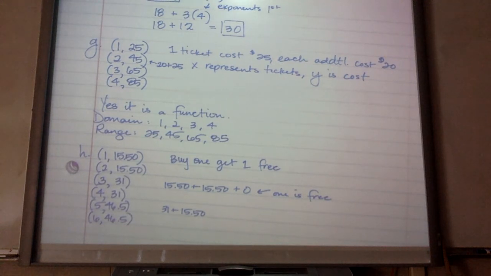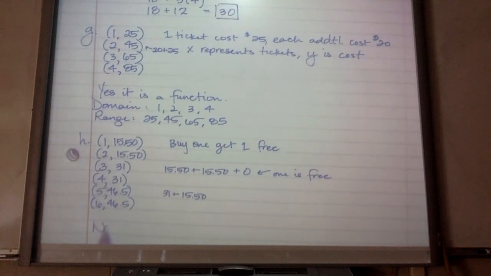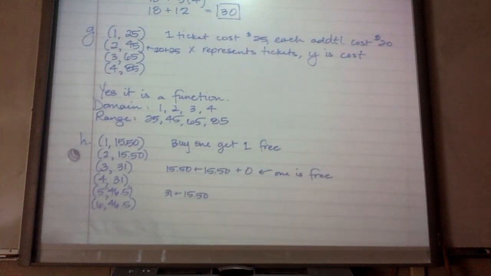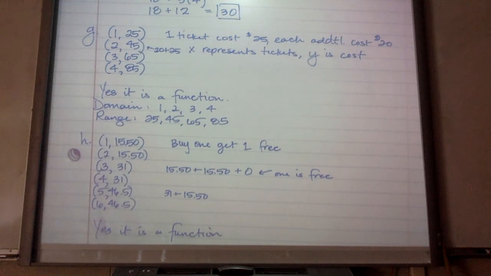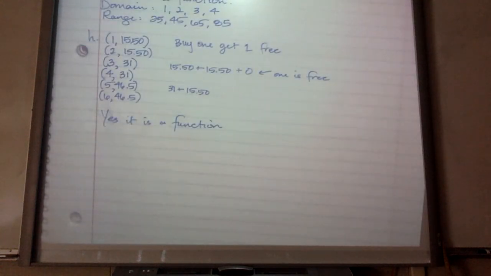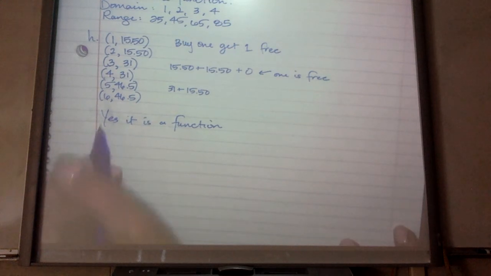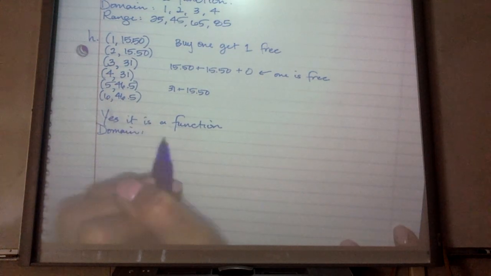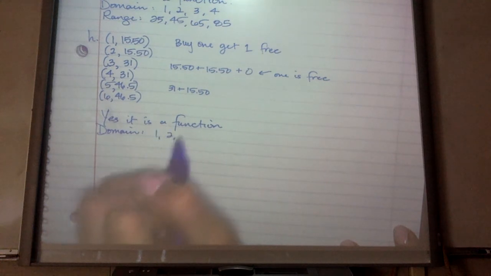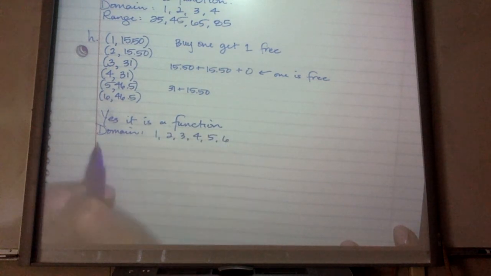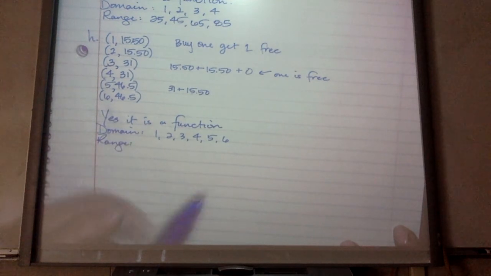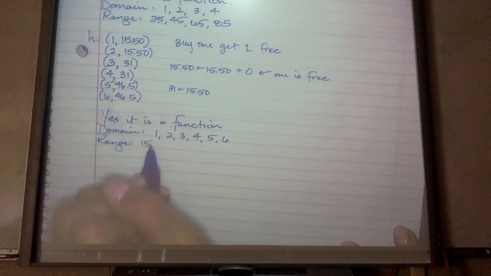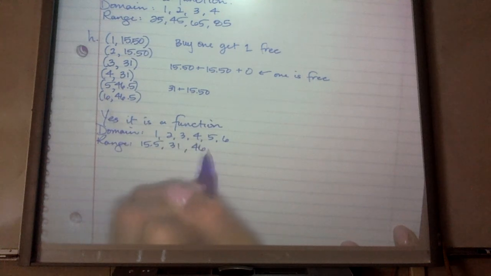And so here are my ordered pairs. Is this a function? No. It's not a function. Actually, sorry, it is a function, because I can have the same y value as long as my x values are different. And I believe it also asks for domain. Domain would be 1, 2, 3, 4, 5, 6, and range would be 15.50, 31, and 46.5.